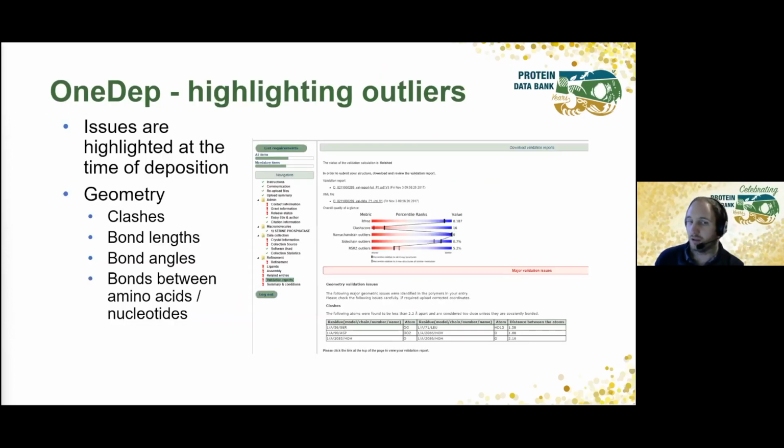The one bit I will leave you with is, where do we show this data? For people who are depositing structures, they have to review and accept a validation report before they can deposit. So they get to see this slider and all of the issues highlighted in the report before they deposit and after curation of the PDB entries. They have to accept it twice.